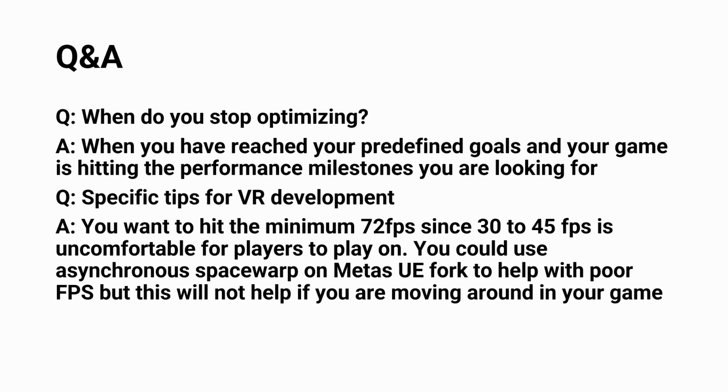But if you are hitting 30 to 45 FPS, you can use a technique called asynchronous space warp, which is part of Meta's Unreal Engine fork, which helps with those bad frame rates. Unfortunately, this is only really useful if your game is stationary, so you're not moving around in a game such as ours, which is why we don't actually use this technique and we just try and optimize it to get 72 FPS without asynchronous space warp.